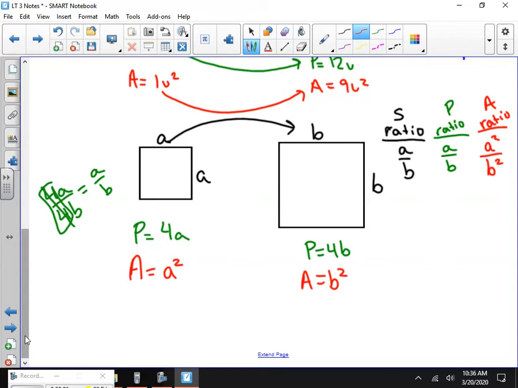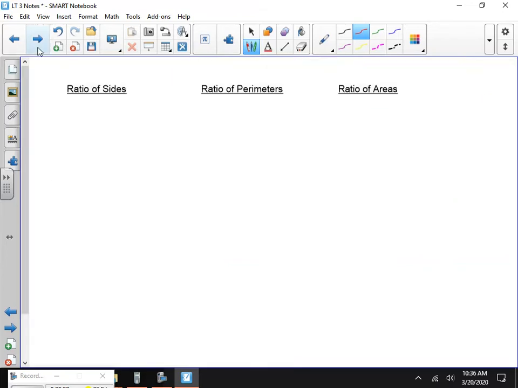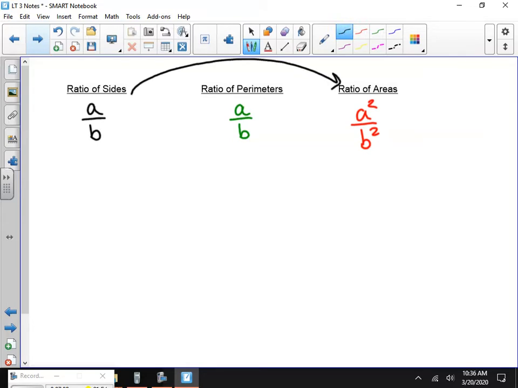All right, so on the next page, let's formalize this a bit. In all of our problems, I know that the ratio of the sides is A over B, the ratio of the perimeters is going to be A over B, and the ratio of the areas is going to be A squared over B squared. Whatever the side lengths are, that's how it's going to go. So obviously the ratio of the sides and the perimeters are equal. But to go from the ratio of the sides to the ratio of the area, I'm going to need to square the fraction, and square A and B.